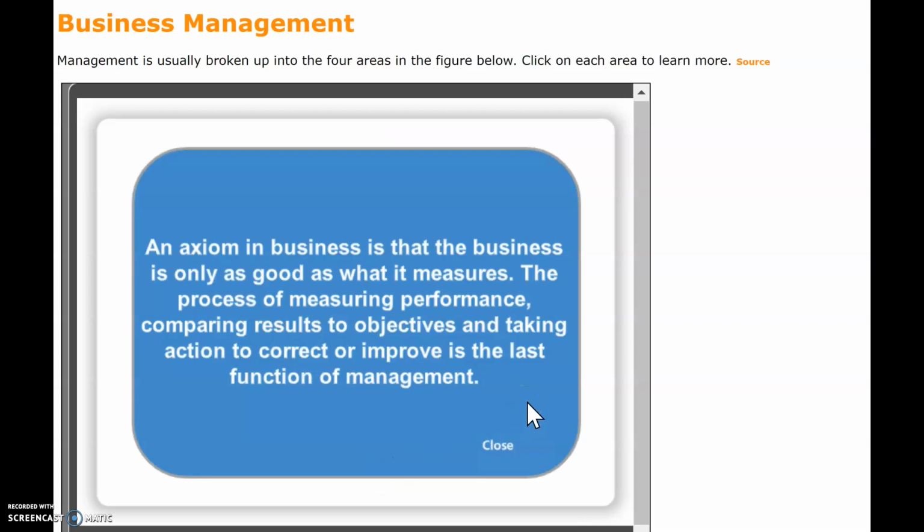Controlling. An axiom in business is that the business is only as good as what it measures. The process of measuring performance, comparing results to objectives, and taking action to correct or improve is the last function of management.